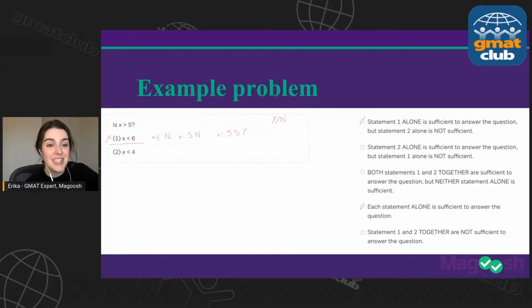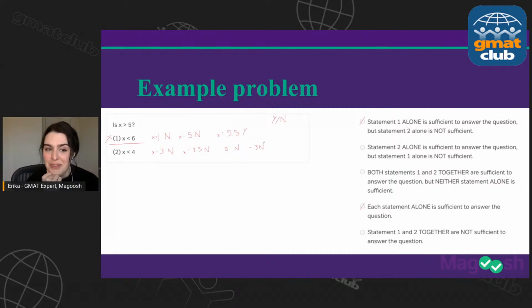Okay, now let's take a look at statement 2. X is less than 4. Well, this seems pretty clear, right? X is less than 4. Any number that is less than 4 is going to be less than 5. If I do 3, that's less than 5. That gives me a no, right? If I do x is 3.5, that's still less than 5. That gives me a no. If I do x is 0, that gives me a no. If I do x is -3, that gives me a no. I get no's, no's, no's, no's, no's.